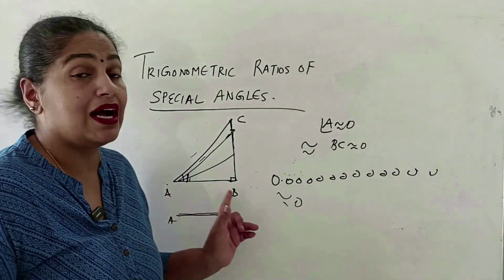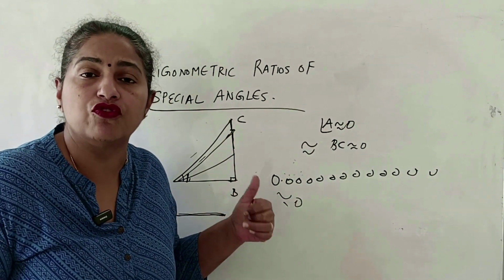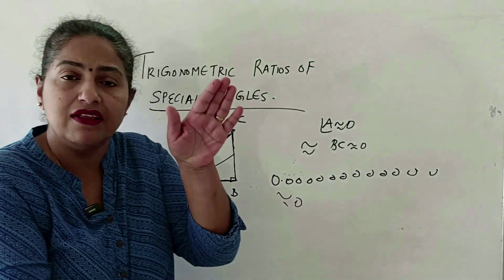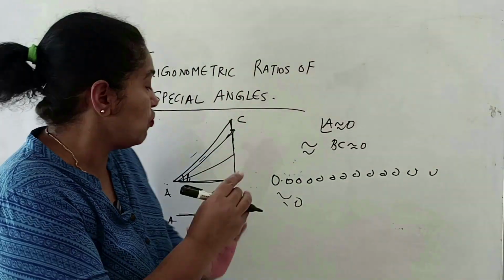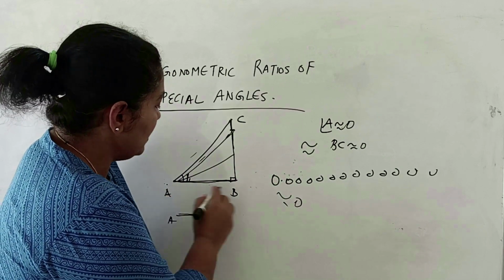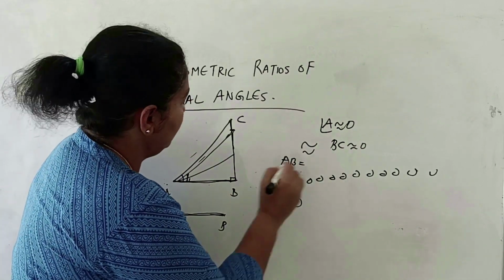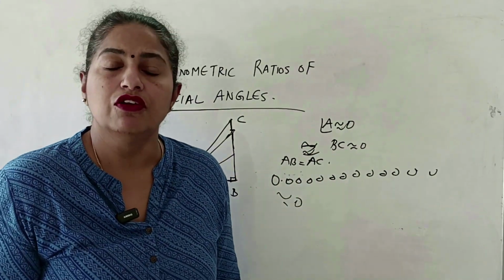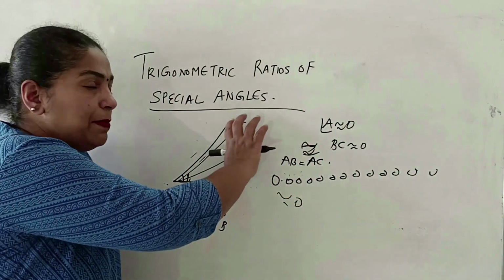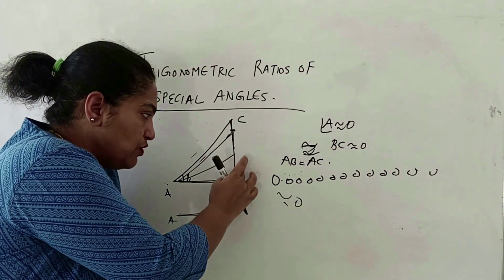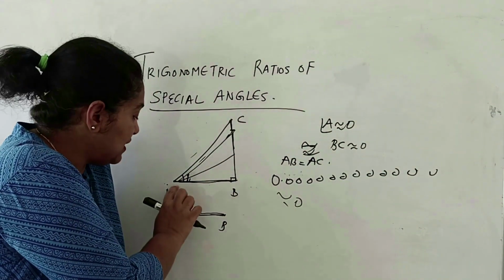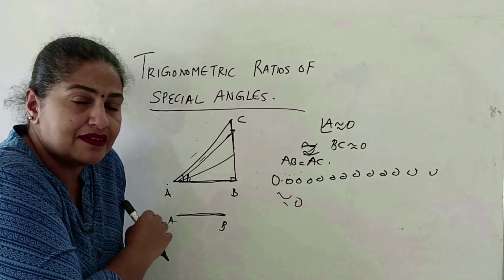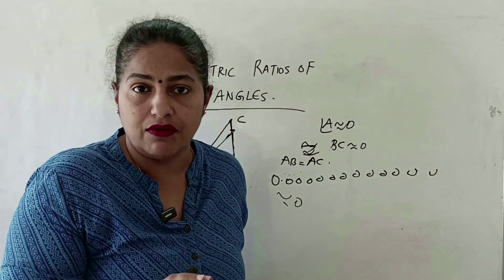And what happens to the adjacent side AB and the hypotenuse? The adjacent side AB and the hypotenuse collapse into the same line. Okay, so I can say that the adjacent side AB is equal to AC, which is the hypotenuse. So when angle A goes on reducing from a particular value and falls over here, this angle becomes 0, the opposite side becomes 0, and the adjacent side and the hypotenuse are equal.